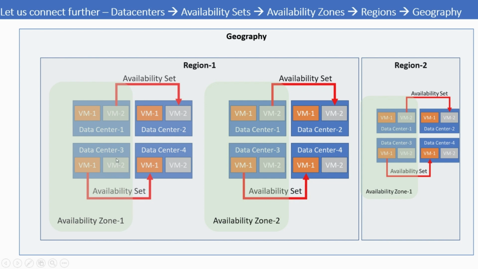So, we have multiple data centers forming availability zones, and multiple availability zones form a region, and multiple regions form a geography. And this is the complete hierarchy of data center to availability set to availability zone to region to geography. So this picture will give you a good vision on how to correlate data center to geography.